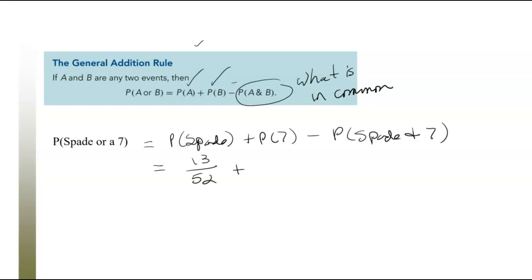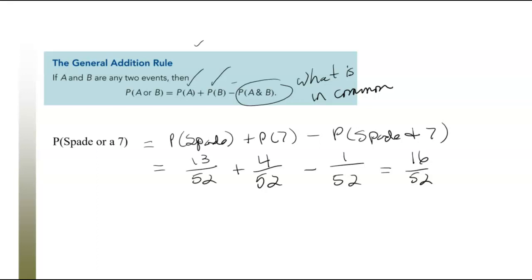All right, so yep, there's 13 out of 52 spades. There's 4 7s, right? How many cards represent a spade and a 7? 1. There was 1 overlap. So we have the 13 plus the 4 is going to give us 17. Subtract the 1. It's 16 out of 52.